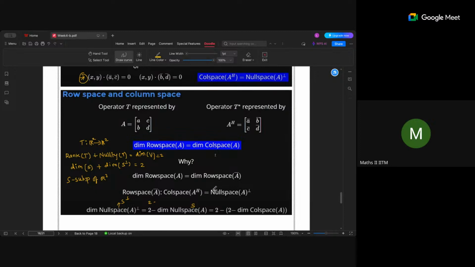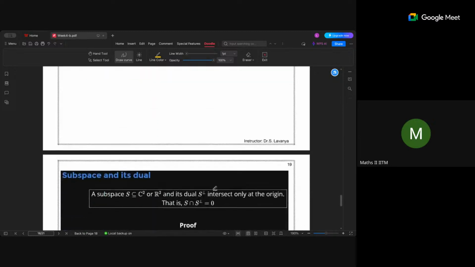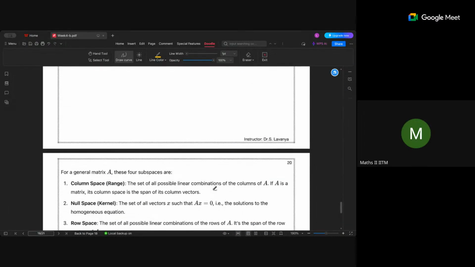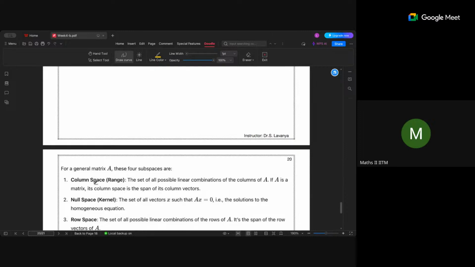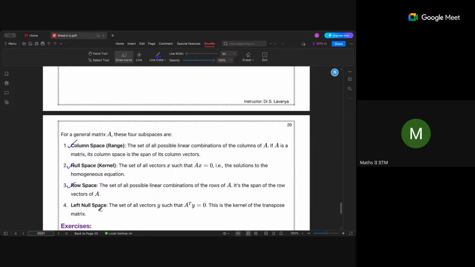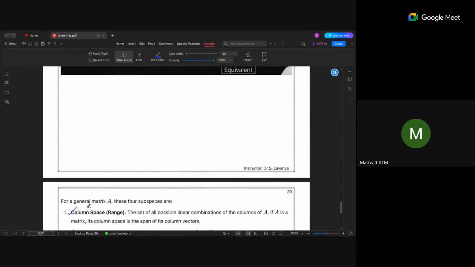Here, what are the basic spaces we are looking at? What are the four fundamental spaces? The first one is the column space, which we have seen. It is the span of the columns. We have seen the null space. We have seen the row space. And then what is the left null space? That is the only thing we have yet to see.